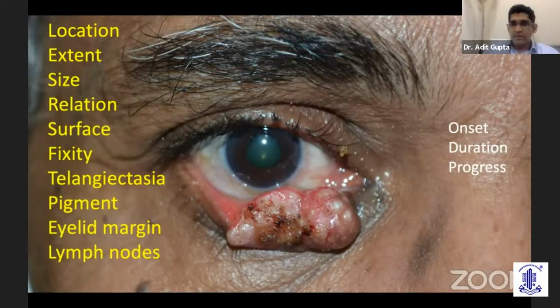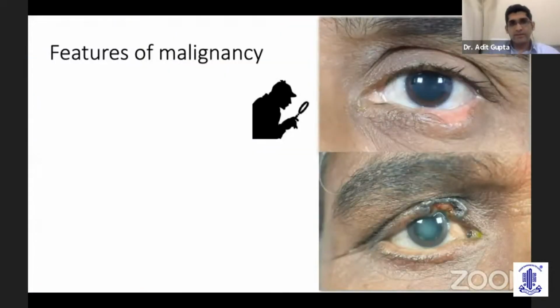Presence and absence of pigment can help us classify various tumors. And the anatomy of the eyelid margin and regional lymph nodes also should be examined in any case of eyelid mass presenting to the clinic.